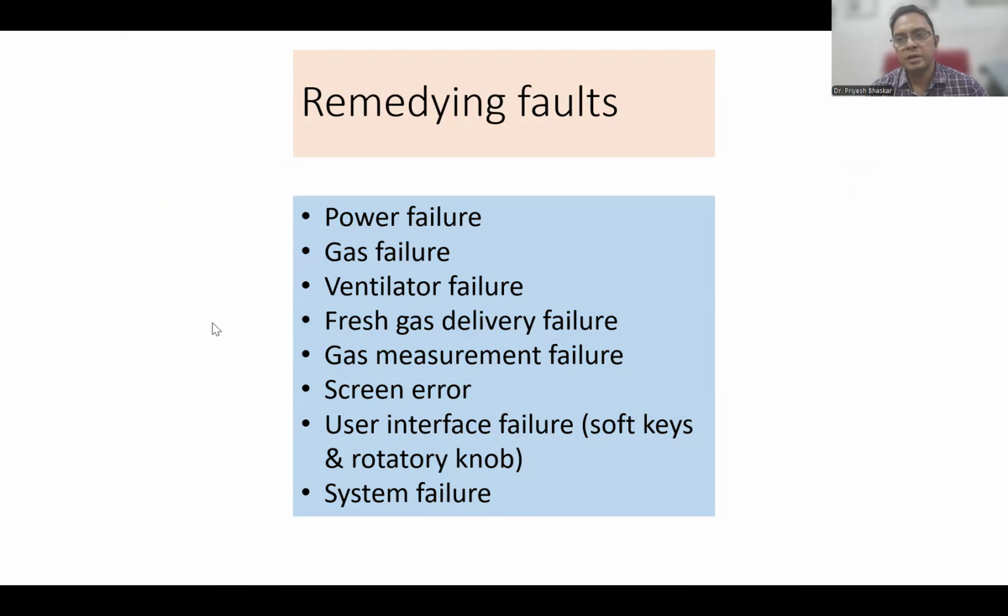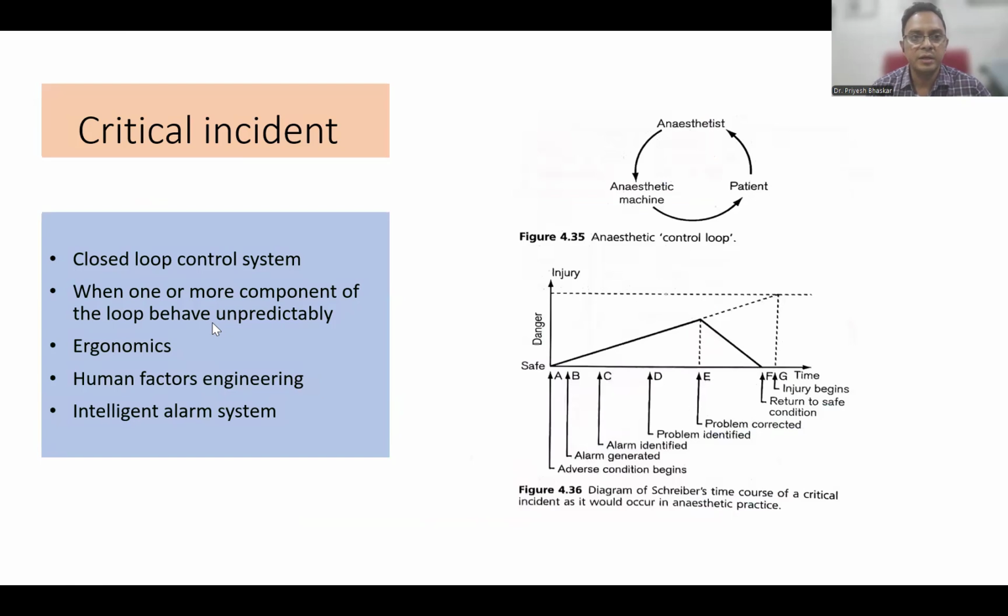So in a nutshell, the faults which can be remedied are power failure, gas failure, ventilatory failure, fresh gas delivery failure, gas measurement failure, screen error, user interface failure, and system failure, right? So now, before going to the scenarios, we should know why these critical incidents happen. See, we are working in a closed loop control system where one component is the anesthetist, one is the patient, and one is the anesthetic machine. When one or more components of this loop behave unpredictably, we can meet these critical events.